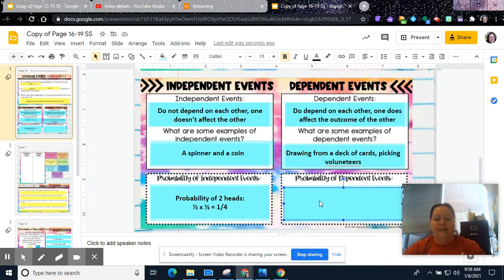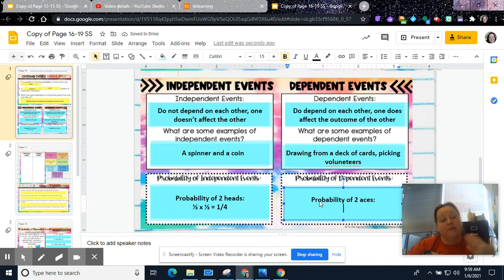So what if I did the probability of 2 aces? Well, the probability that you would flip over an ace the first time, there's 4 aces in a deck of cards. So if you don't know how a standard deck of cards is built, there are 4 aces, 4 2s, 4 3s, fours, fives, sixes, sevens, eights, and there's four different suits. There's clubs, diamonds, spades, and hearts. And so each of those suits has an ace.